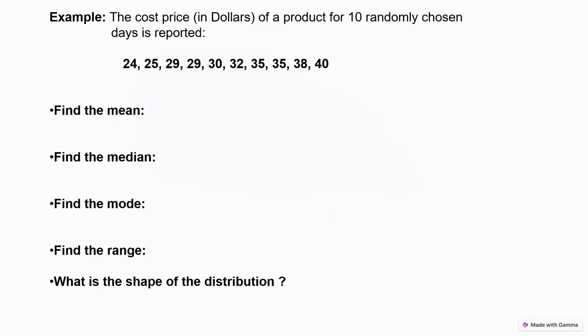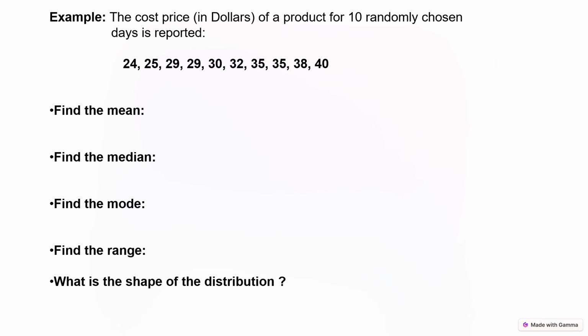Now we have this example. The cost price of a product for 10 randomly chosen days is reported as given. If you look at it, the data set is already sorted, which is in ascending order. Now the question is, find the mean.